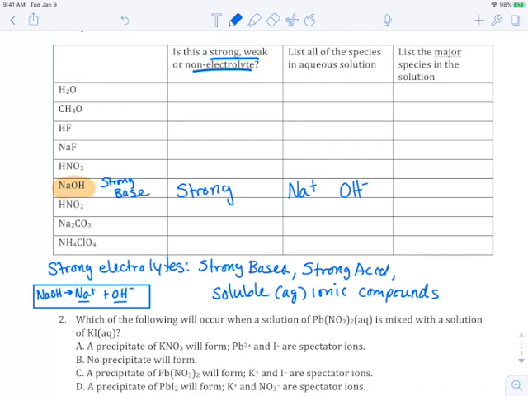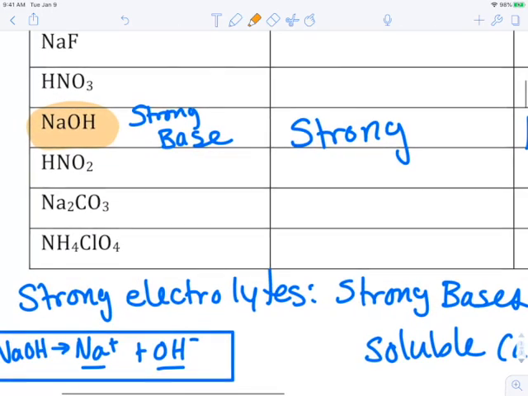All right, so next up it says list the major species in solution. Some things are going to have major and minor species, and those are going to be the weak electrolytes. But for us, with the strong, it's going to be sodium and hydroxide. Those will be our major ones. So I want to do a weak one and a non-electrolyte with you as well, but any questions so far? Any questions on how we did the NaOH? Okay, so next up, let's take this HNO2. Is that strong, weak, or a non-electrolyte?